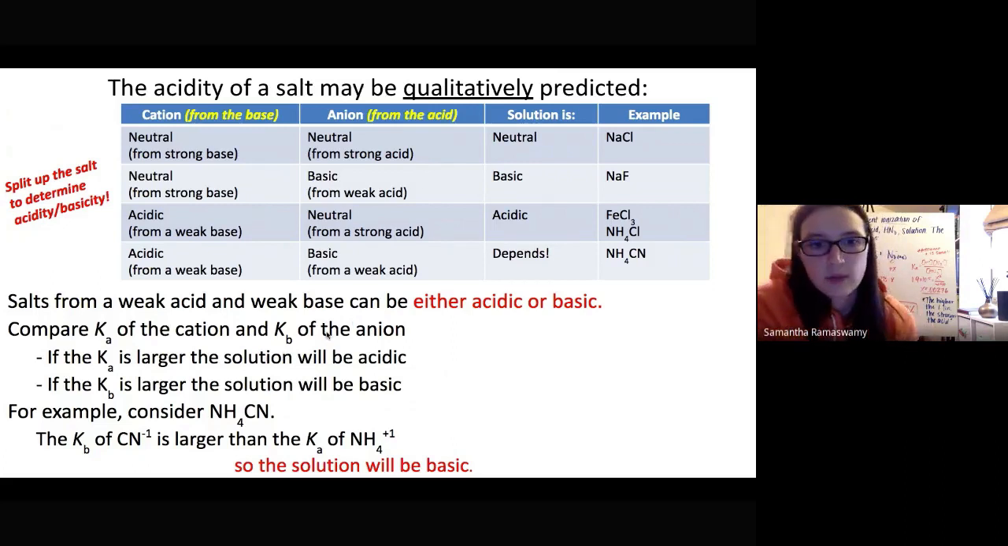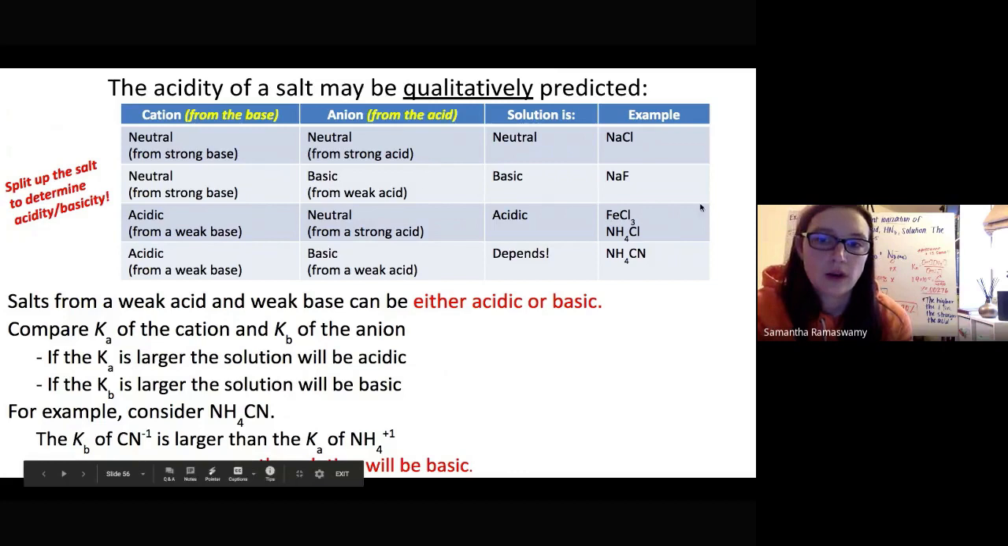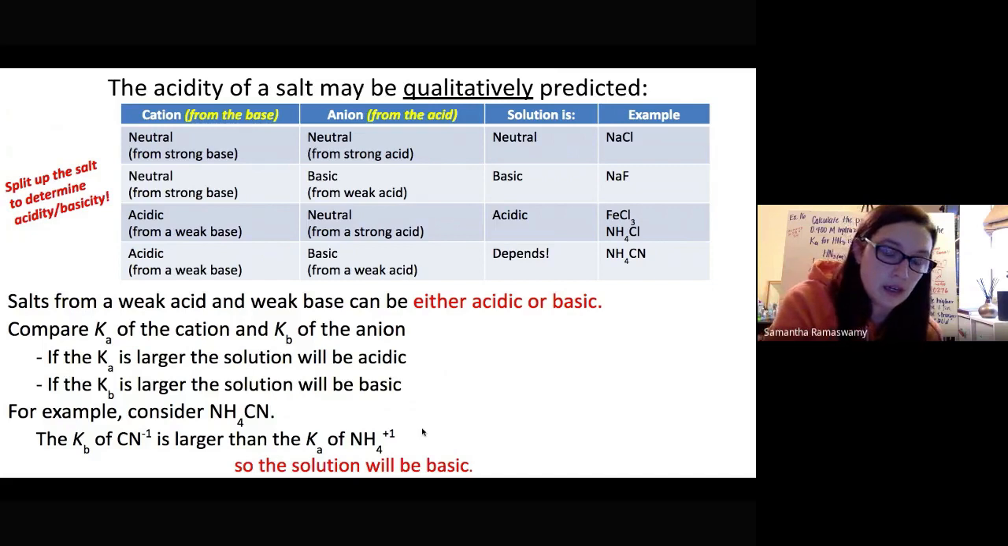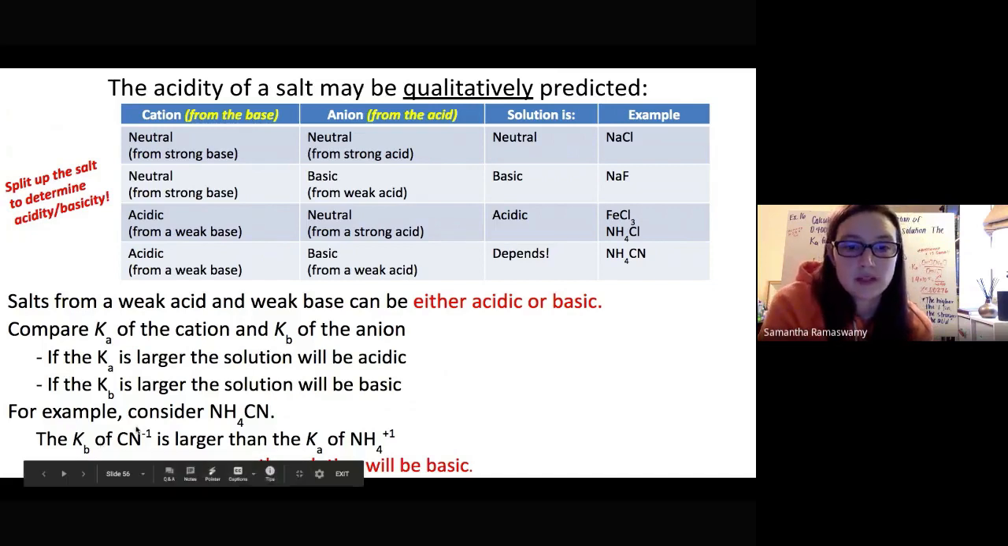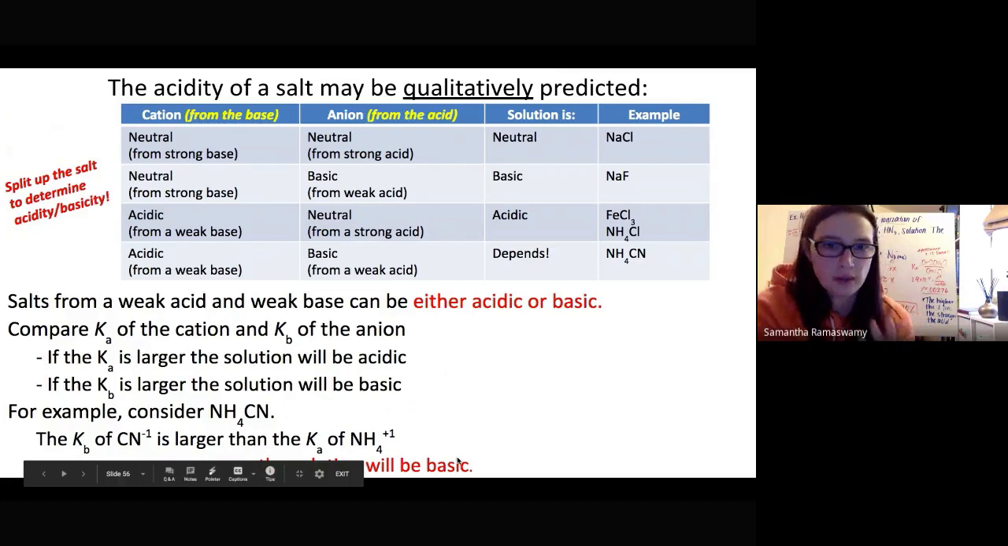We're going to look at an example, but what you have to do is compare the Ka of the cation and the Kb of the anion. Whichever one is larger, that's what the salt is going to be. So if Ka is larger, it's more acidic. If Kb is larger, it's more basic. So in this NH4CN example, we compare the Ka of the acidic cation to the Kb of the basic anion. Since Kb is larger, the solution overall will be basic.